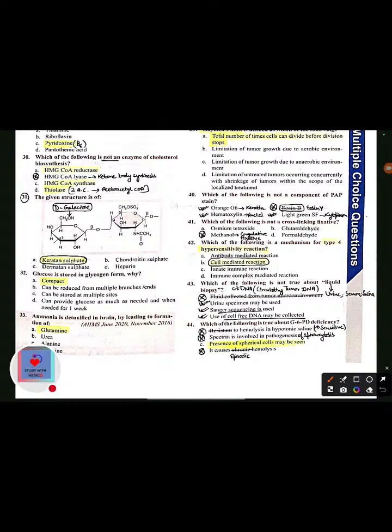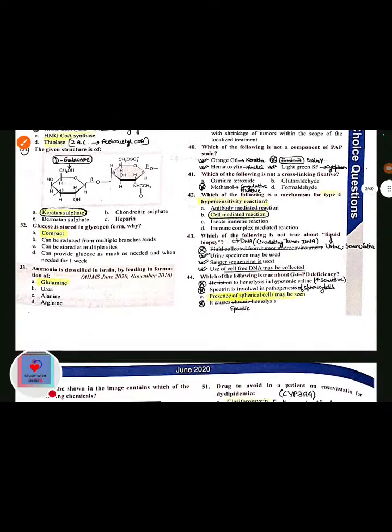Which of the following is the mechanism of type 4 hypersensitivity reaction? Type 4 hypersensitivity reaction is cell-mediated. The following is not true about liquid biopsy: fluid collected from tumor microenvironment. This is not correct. Specimen may be used for Sanger sequencing, and cell-free DNA may be collected.